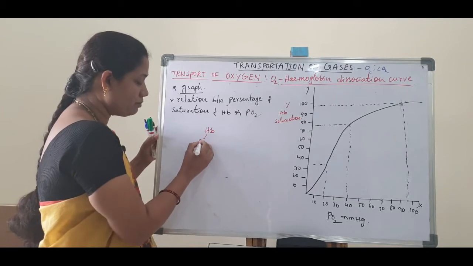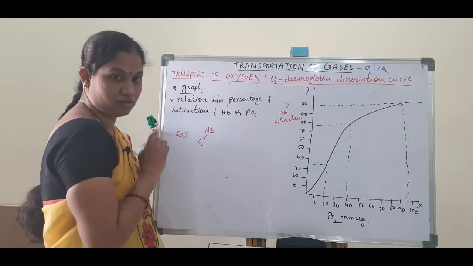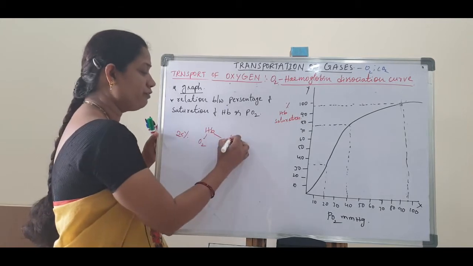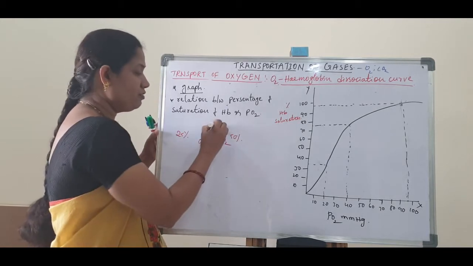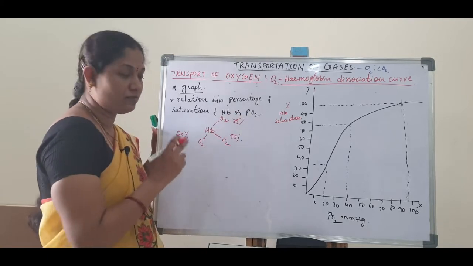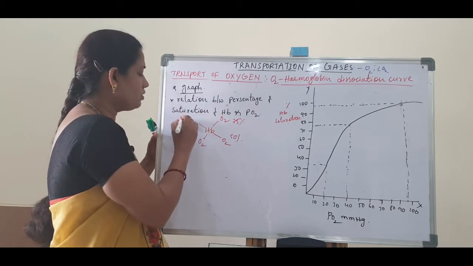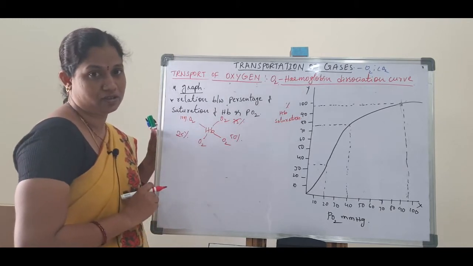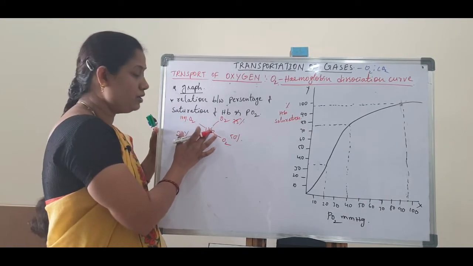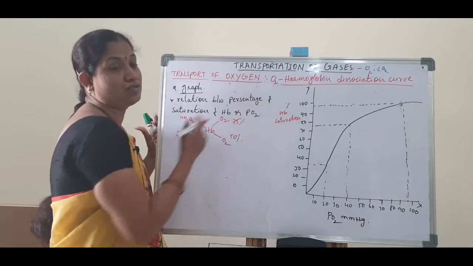But if it binds with only 1 oxygen, that is called 25% of saturation. If it binds with 2 oxygen molecules, that is called 50% of saturation. If it binds with 3 oxygen molecules, that is called 75% of saturation. If it binds with 4 oxygen molecules, that is called 100% of saturation. So this is the meaning of saturation: how many oxygen molecules the hemoglobin binds with.